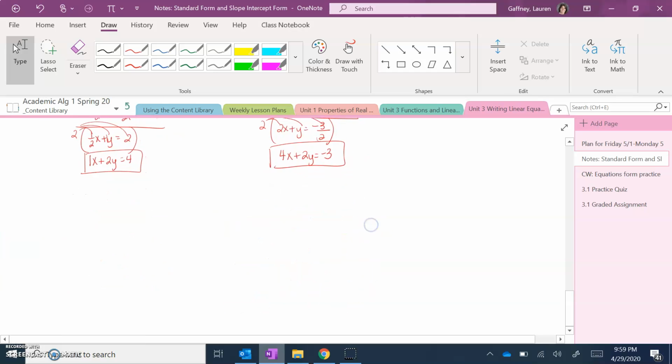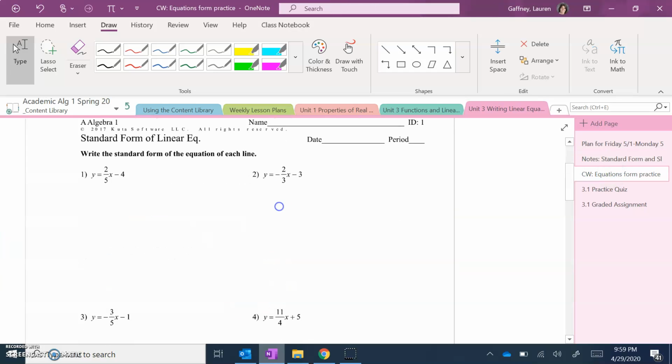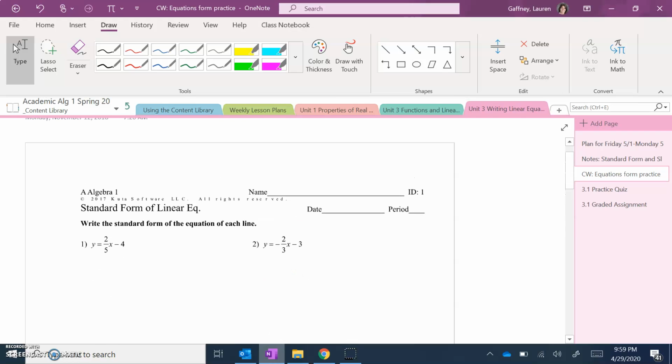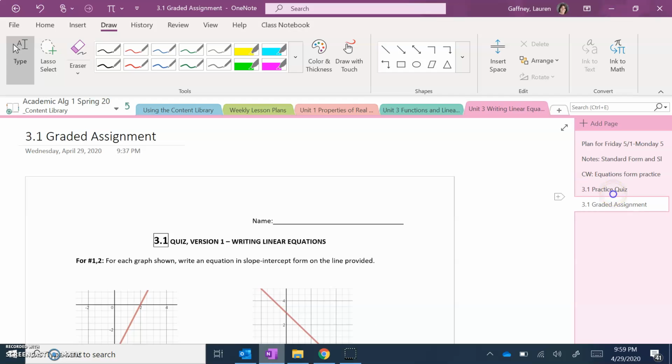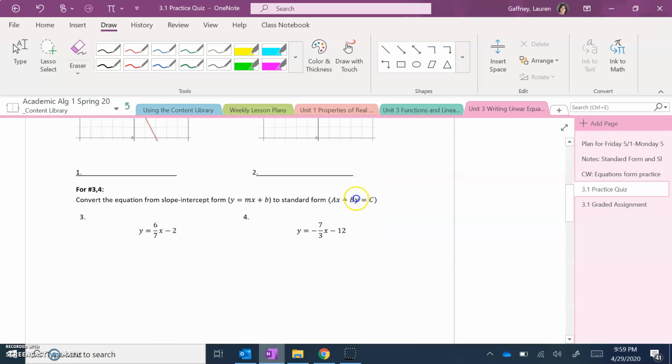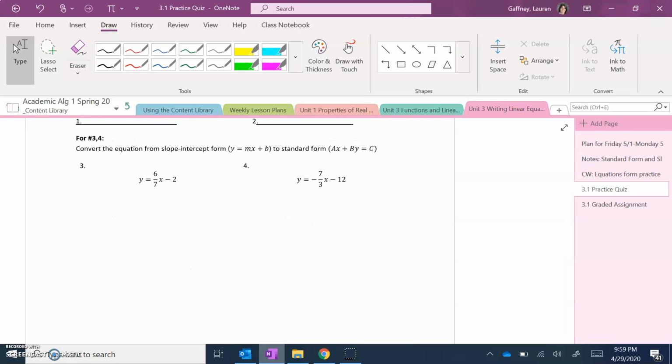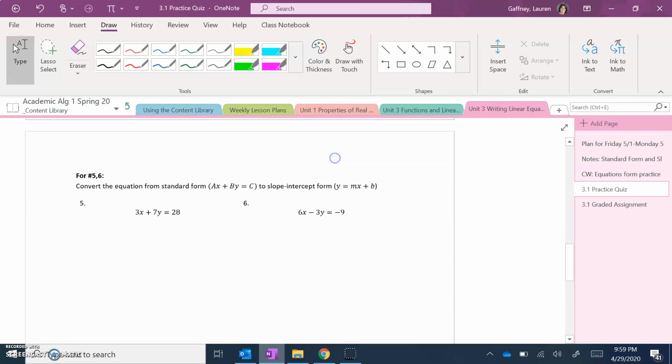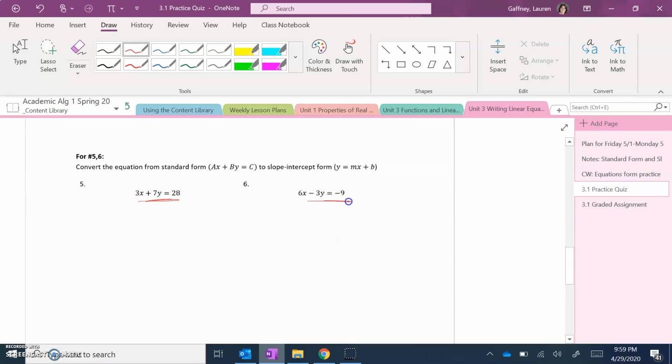Okay. From here, there's some practice in here, which I will put a key in, and then there's a practice quiz and a graded assignment for it. Now, the practice quiz and graded assignment are very similar, but there are 2 where you have to write the equation given the graph, like I did in the warm-up. There are 2 where you need to go from slope-intercept form to standard form, so what I just taught you. And then there are 2 where you need to go from standard form to slope-intercept form. So we've been doing that for a while.